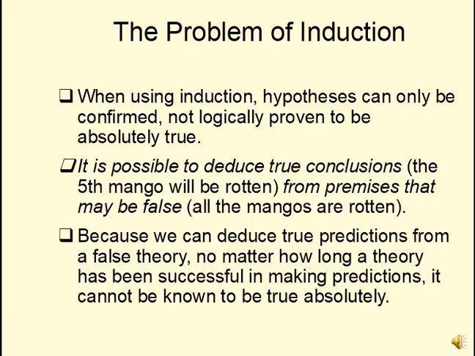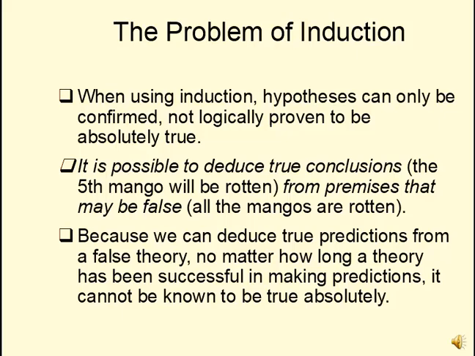The reason for that is because the problem of induction illustrates it is possible to deduce true conclusions, like the fifth mango that we pull from that barrel will be rotten, from a premise that is false: all mangoes are rotten. Because we can deduce true predictions from a false theory, no matter how long a theory has been successful in making predictions, it cannot be known to be true absolutely.